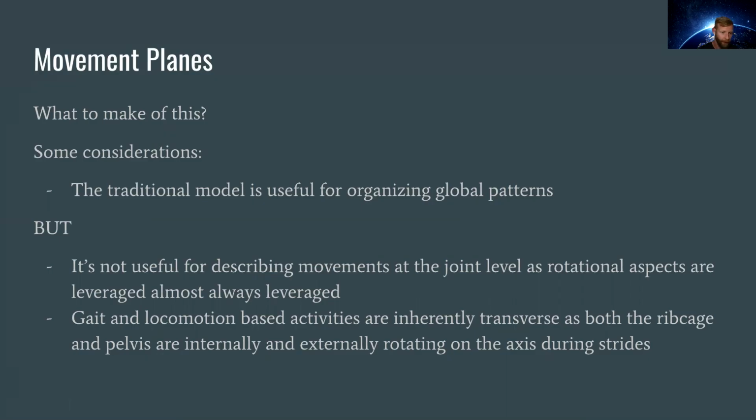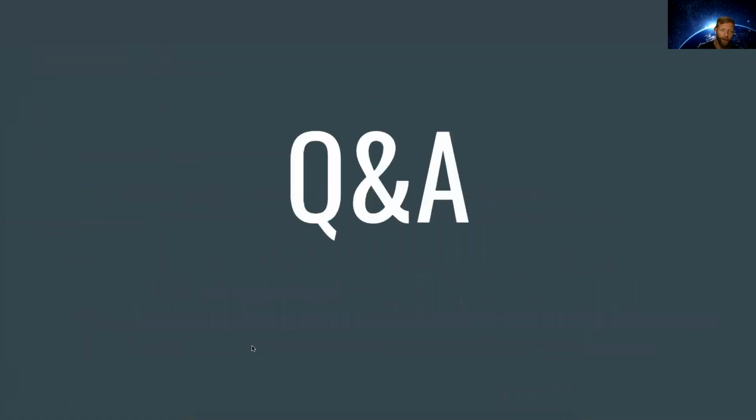So gait and locomotion based activities are inherently going to be transverse, as both the rib cage and pelvis are internally and externally rotating on the axis during strides, right? And they're counter rotating as well. So even though we're walking in a straight line, even though we might be able to be bisected from right to left, we're still going to be looking at rotation happening because different things are happening on both sides. There's always going to be a rotational component there.